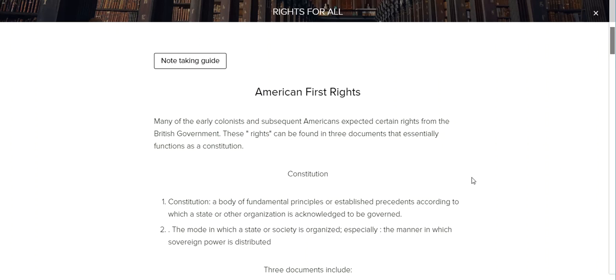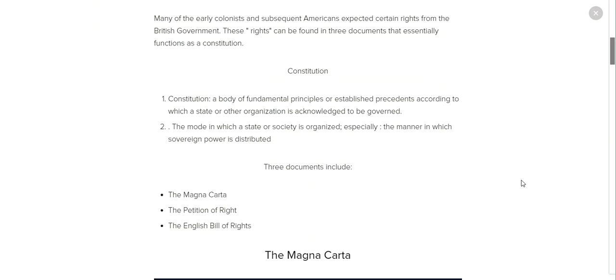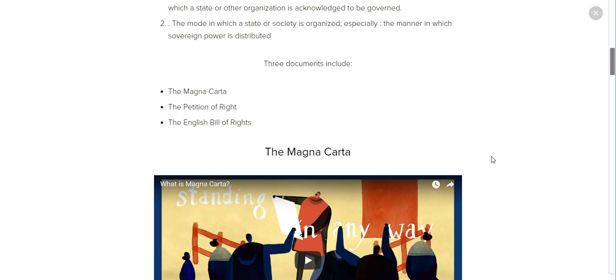So especially when we get to this unit. The three documents we're going to go over include the Magna Carta, the Petition of Right, and the English Bill of Rights. Let's first start with the Magna Carta.